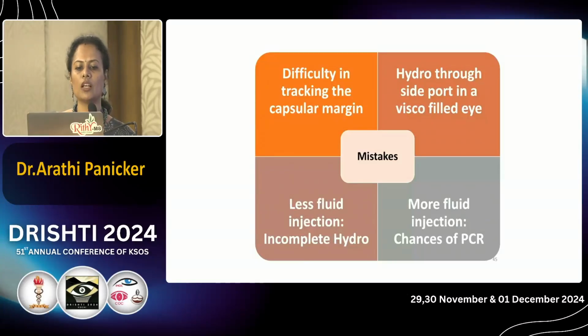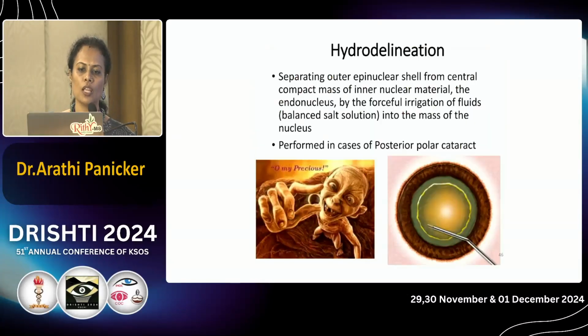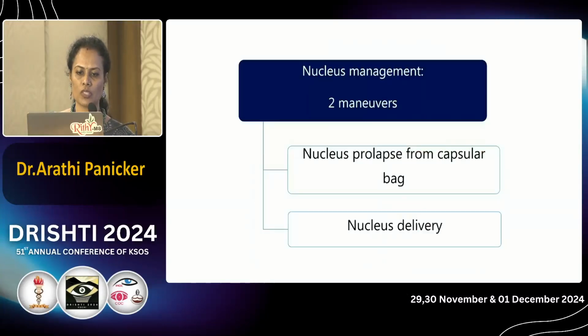The mistakes mainly done: you'll have difficulty in tracking the capsular margin, and you may inject hydro without seeing the margin, or do hydro through the side port in a viscofilled eye. Less fluid injection can result in an incomplete hydro, and more fluid injection can increase chances of PCR. Hydrodelineation is separating the outer epinuclear shell from the endonucleus. This is done mainly in case of PPC.